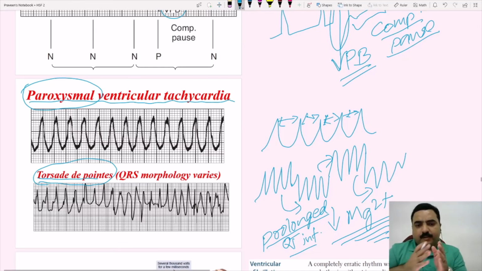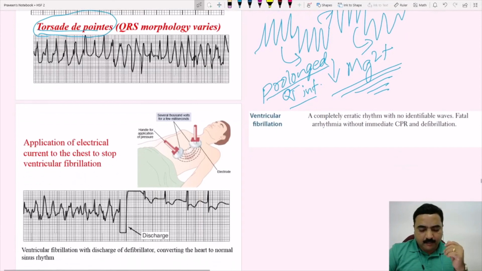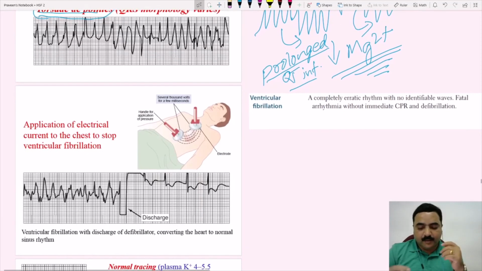But it is important that when you see this wave pattern, you remember it is torsades. Look at the image and understand this is torsades and not ventricular arrhythmia, ventricular tachycardia, or VFib, the ventricular fibrillation, etc.